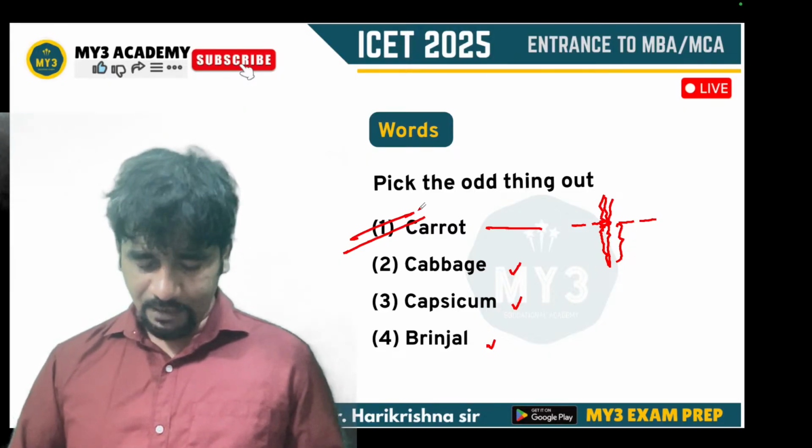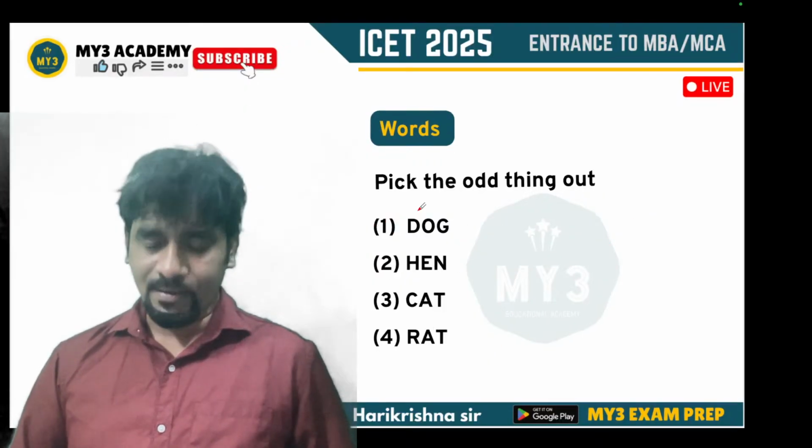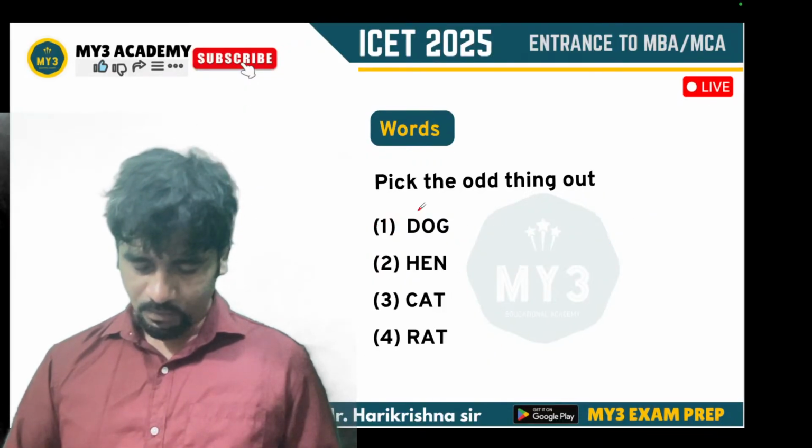Yes, exactly, Pallavi. So carrot is a root vegetable. So next one: dog, hen, cat, rat. What is the odd man out?